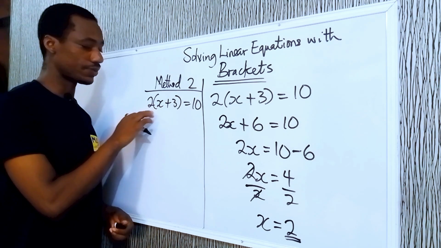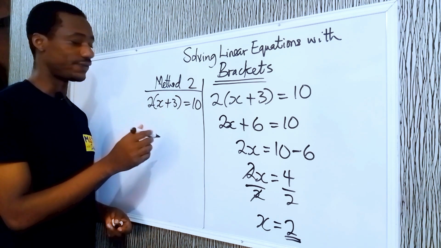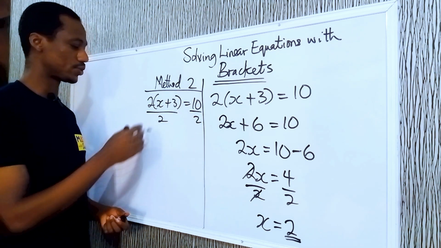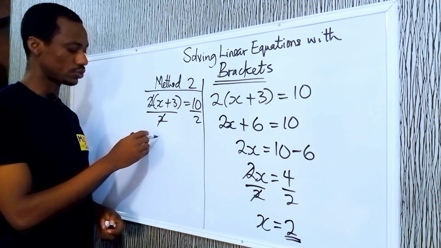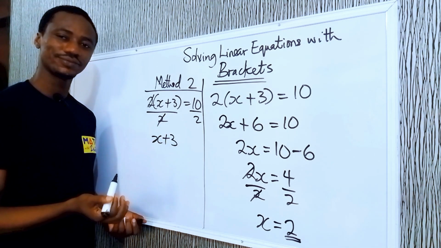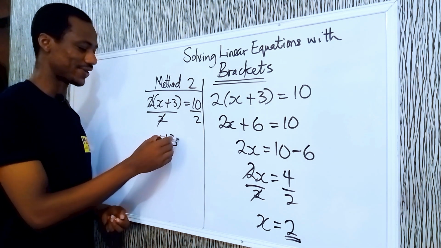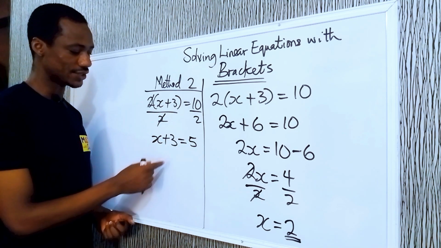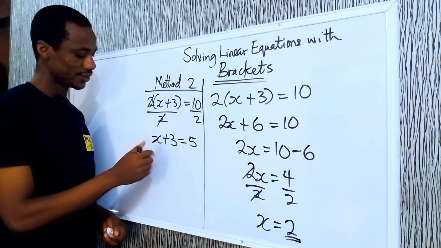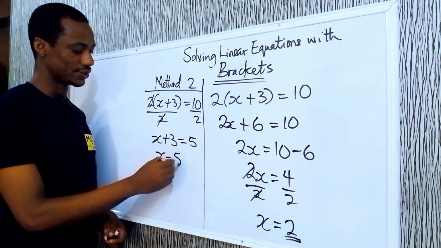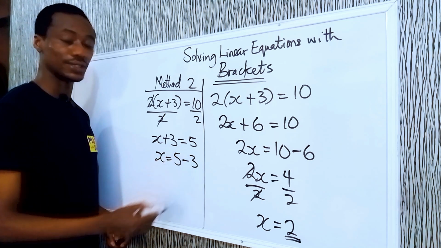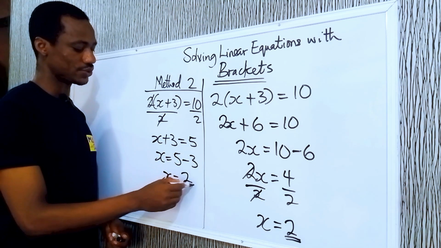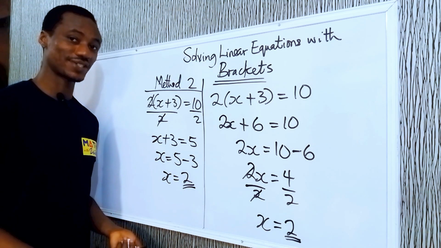Since this 2 is multiplying the whole of this, we first divide both sides by 2. So this 2, we take out the 2. We have only x plus 3. You see, we don't even need to open the brackets. And then 10 divided by 2 is 5. So the next thing is for us to subtract 3 from both sides. It means we're taking this 3 to the other side and it becomes a negative. So 5 minus 3, that's 2. Can you see? We have the same answer.